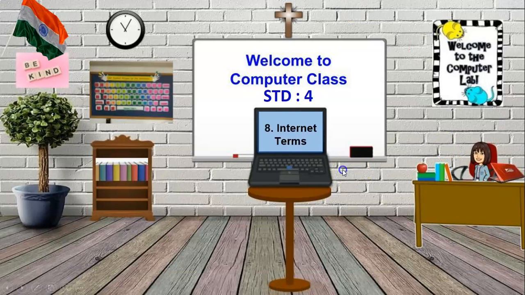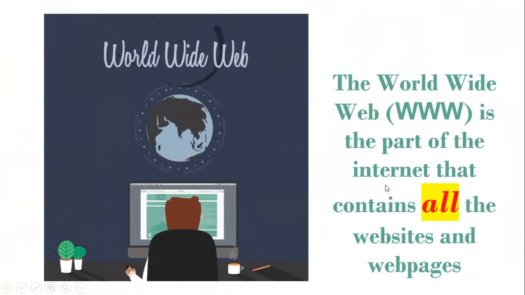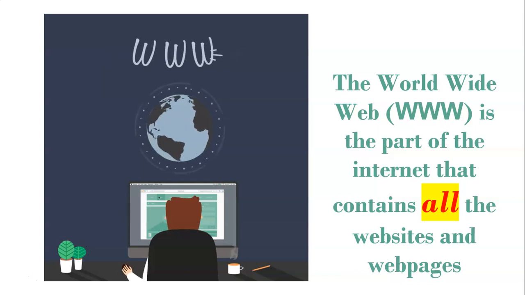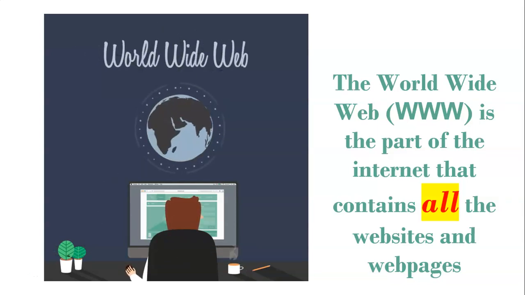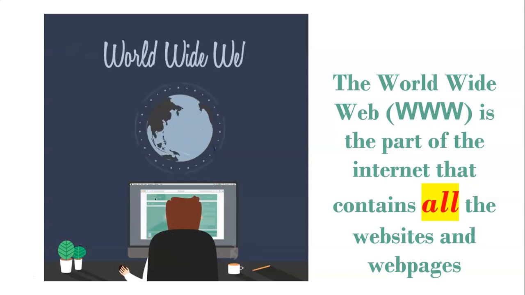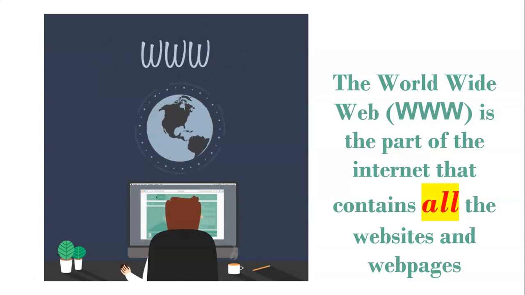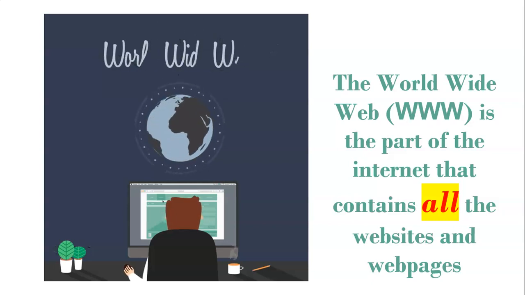Okay, children, now you have heard about www. Every time when you enter into Google website, what do you do, children? You type three W's, right? The full form is World Wide Web, and it is a part of the internet that contains all the websites and web pages.